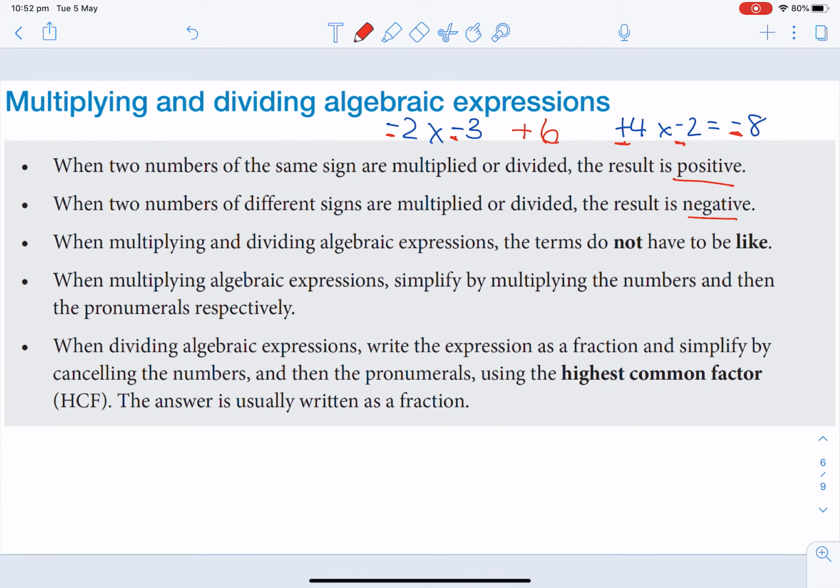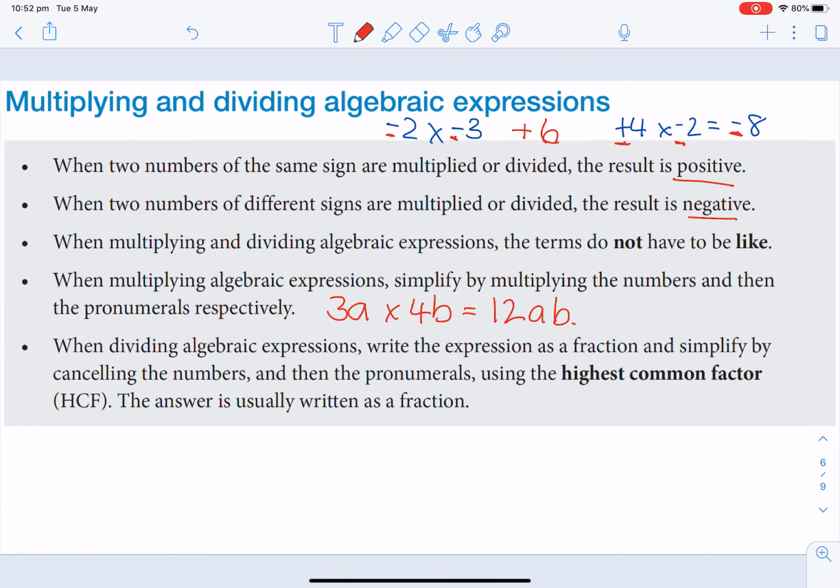When multiplying and dividing algebraic expressions, the terms do not have to be alike. When multiplying algebraic expressions, simplify by multiplying the numbers, then the pronumerals respectively. 3a times 4b. You would start by multiplying the numbers. So 3 times 4 gives you 12. A times b gives you ab. As the note says, they don't have to be the same.